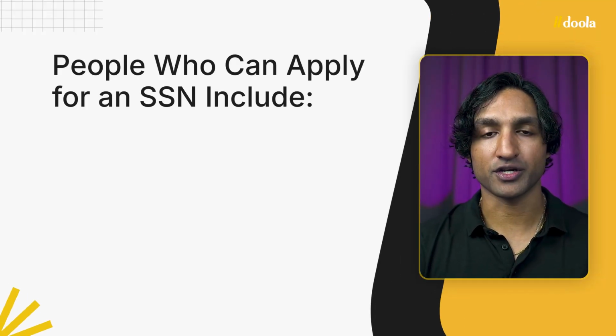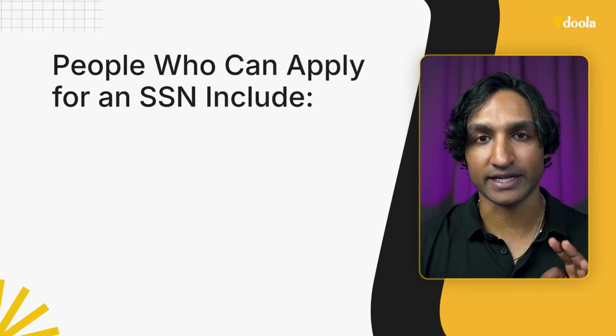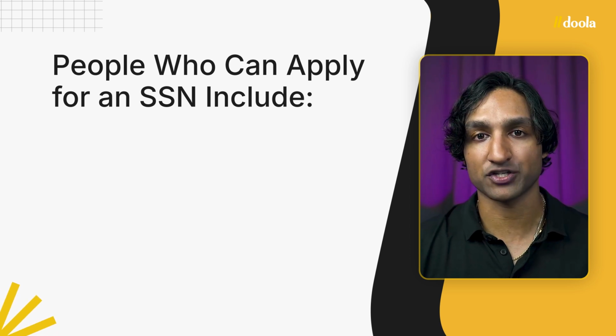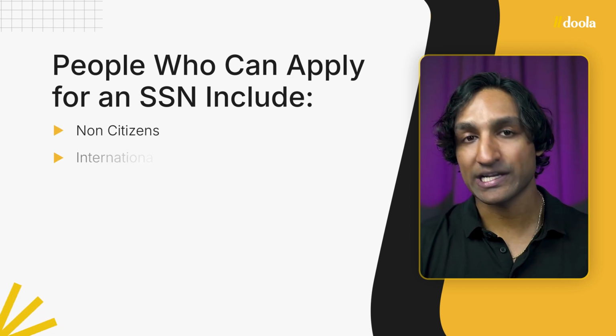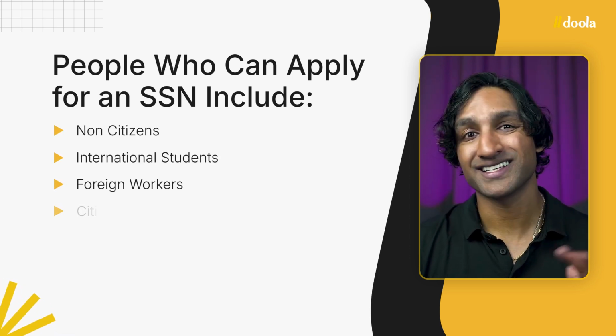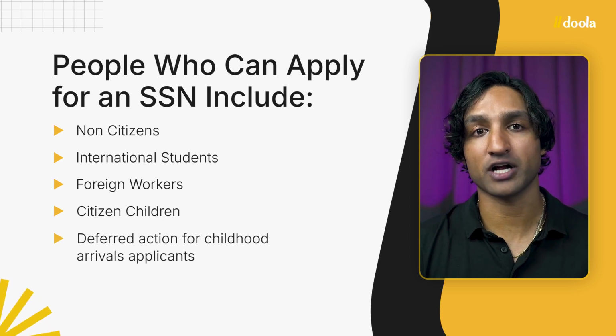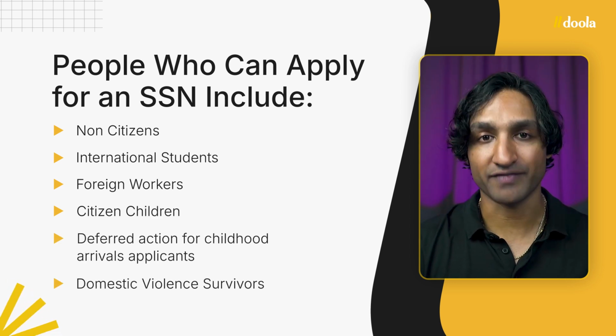Children need a social security number or an ITIN for parents to claim them as a dependent and gain some tax benefits. That means most parents will apply for an SSN for their child. It's free to apply for an SSN, however, you could also pay for a service to complete the application process for you. According to the Social Security Administration, people who can apply for an SSN include the following. So this is the list of people who can actually apply: non-citizens, international students, foreign workers, citizen children, deferred action for childhood arrival applicants, domestic violence survivors.